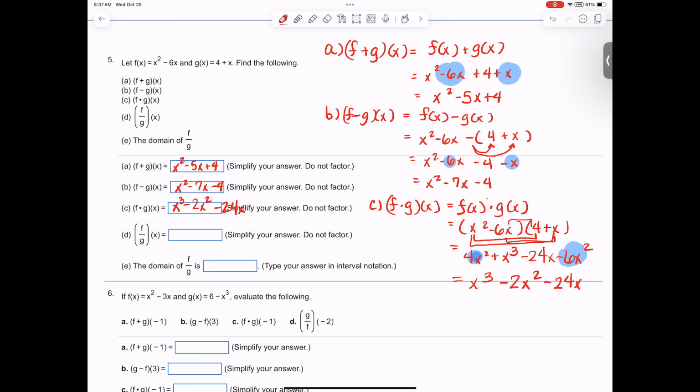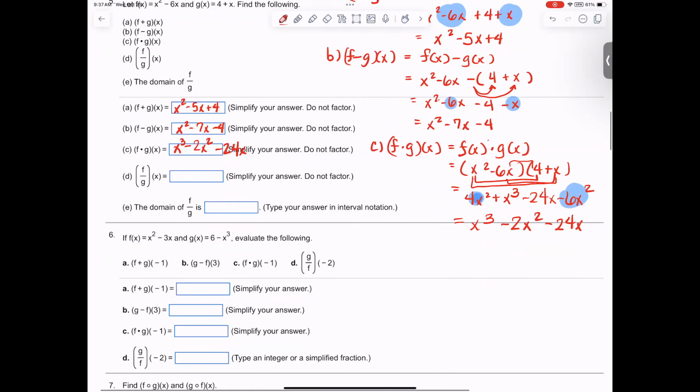And then last but not least, the quotient function, which is the easiest of the 4 to find. You just divide the two functions, f of x over g of x.